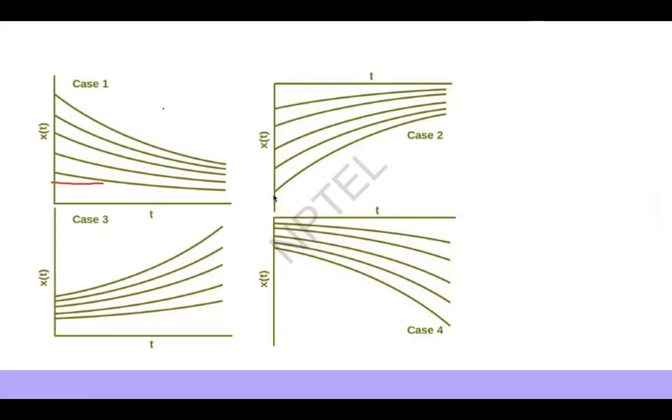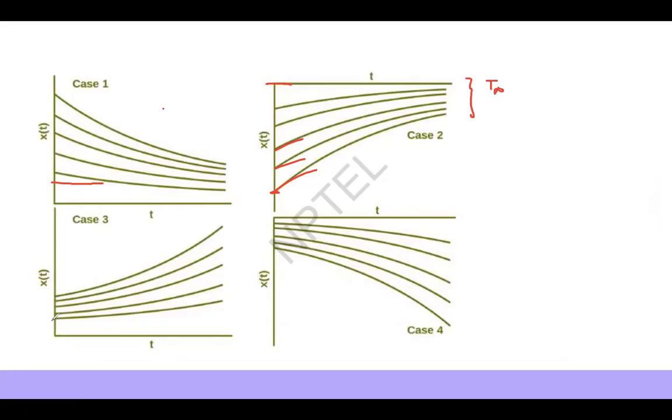Here this is the T infinity value. It asymptotically increases from the initial value, going on increasing. So here also you'll get a stable solution. At t equal to infinity, it will be equal to T infinity.